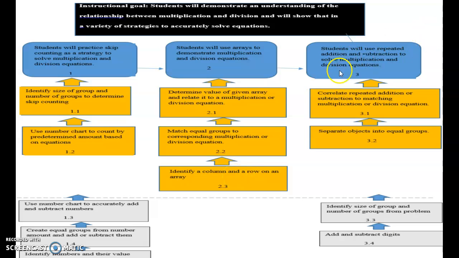The final objective that the students will be able to meet in order to meet that instructional goal is they will be able to separate objects into groups. And then for the next lesson, they'll be able to correlate repeat addition or subtraction to matching multiplication or division equations. So they'll be given different types of equations, both addition and subtraction, and then they will have to actually match it to the multiplication or division equation that it's showing.